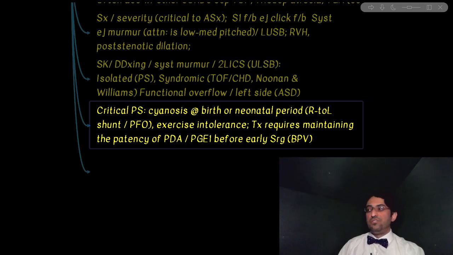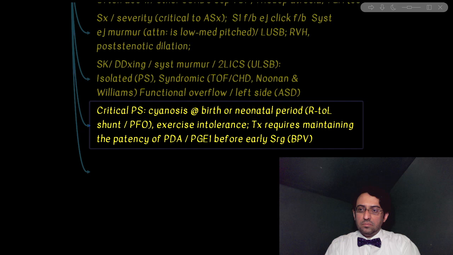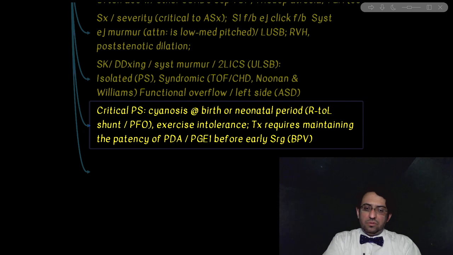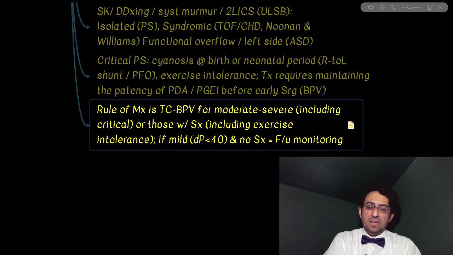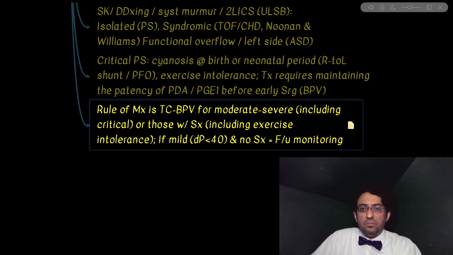What is the treatment in this situation? Patency of ductus arteriosus kept by prostaglandin E1 before surgical correction. The surgery is the balloon pulmonary valvuloplasty. So once more, what's the exact indication for this pulmonary valvuloplasty? Early cyanosis, exercise intolerance, and severe stenosis, that is the pressure gradient more than 40 to 50 millimeter mercury. So once more, if you're asked what's the ultimate management, the answer is transcatheter balloon pulmonary valvuloplasty.